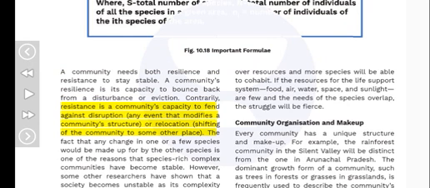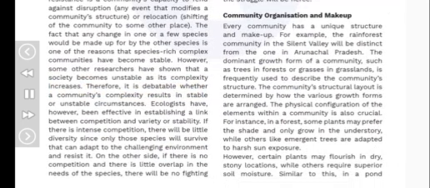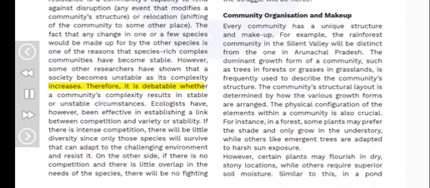The fact that any change in one or a few species would be made up for by the other species is one of the reasons that species-rich complex communities have become stable. However, some other researchers have shown that a community becomes unstable as its complexity increases. Therefore, it is debatable whether a community's complexity results in stable or unstable circumstances. Ecologists have, however, been effective in establishing a link between competition and variety or stability. If there is intense competition, there will be little diversity, since only those species will survive that can adapt to the challenging environment and resist it.